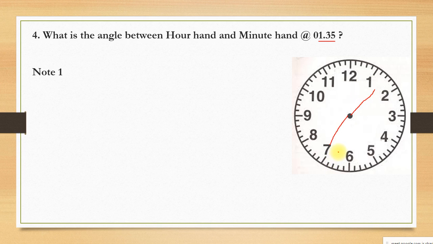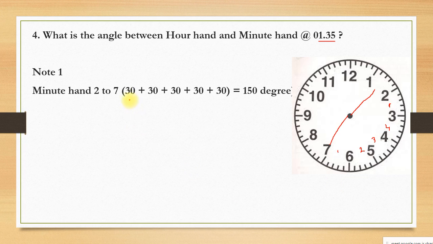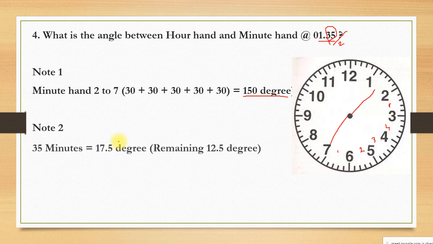So let us count the number of divisions as per note number 1. So 1, 2, 3, 4, 5. Again, as per my previous problem, I am having 5 divisions. Each division consists of 30 degree. So if it is 5 divisions, I have to add 5 times, so I'll be having 150 degree. As per note number 2, I know that it is 35 minutes. So 35 minutes divided by 2 would be around 17.5. I hope you understood this concept.